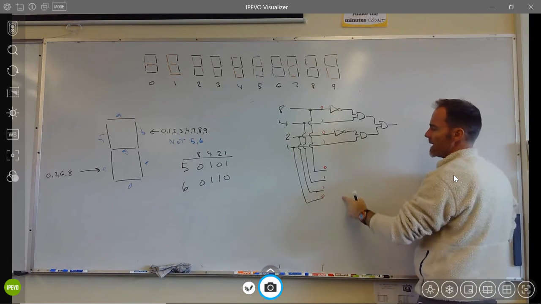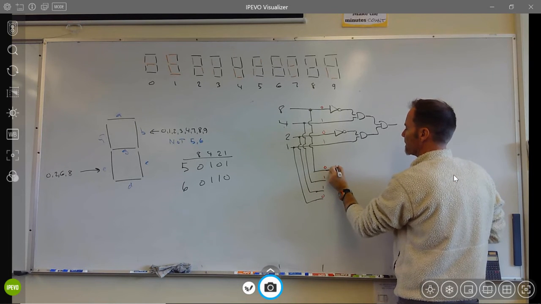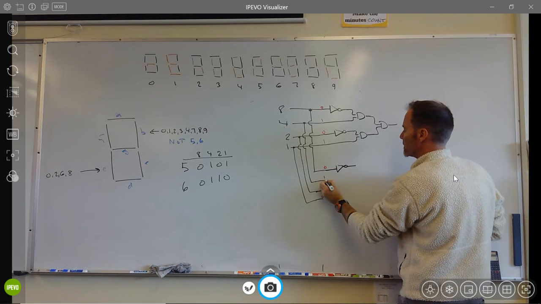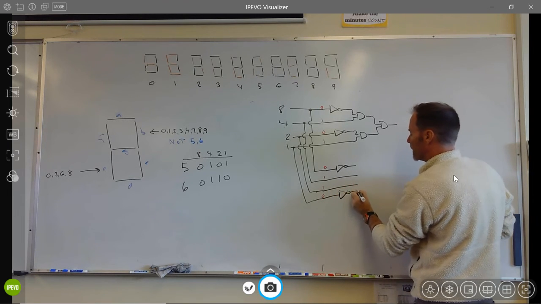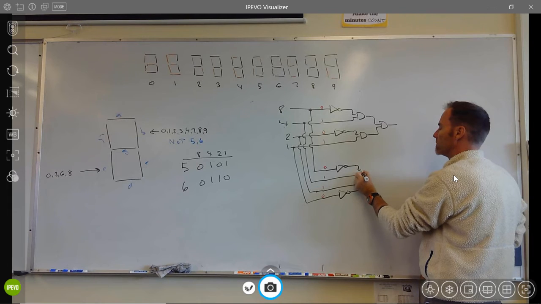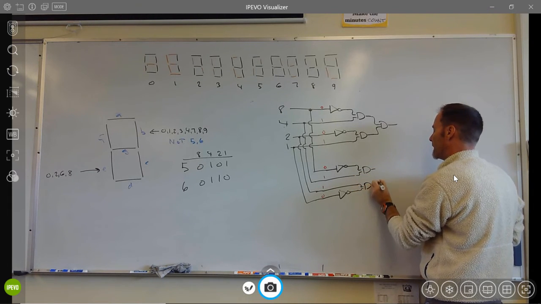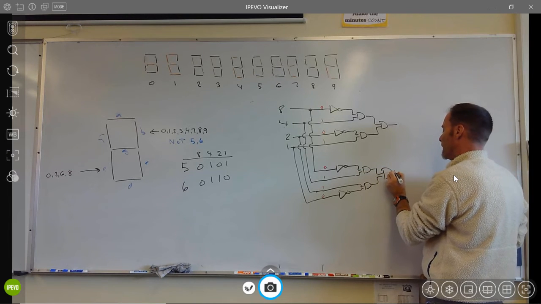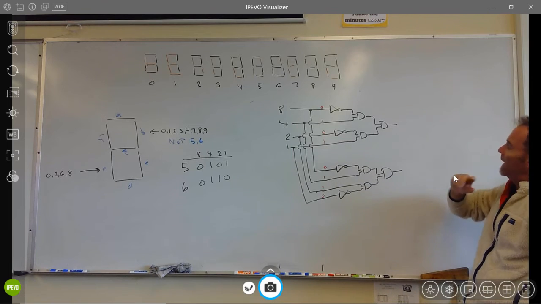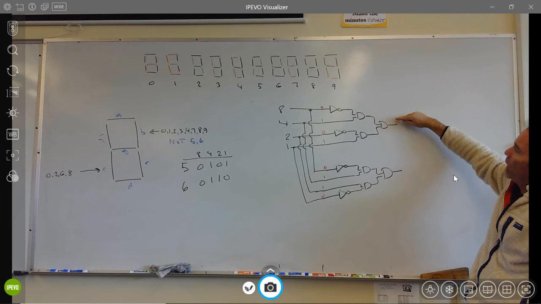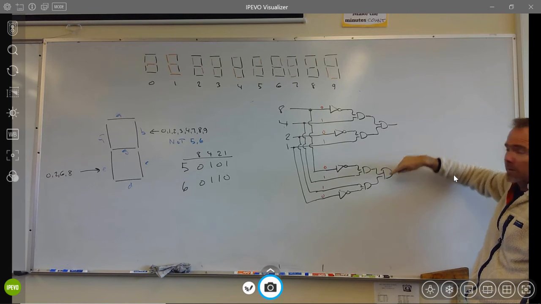I'm going to do the same for these guys. I'm going to come in, take this guy, it becomes a 0. 1 is a 1, 1 is a 1, the 0 becomes a 1. So invert all the zeros. I AND gate them together. AND gate these guys together. AND gate these guys together. So now I have a 1 on a 5 input. I have a 1 on a 6 input.